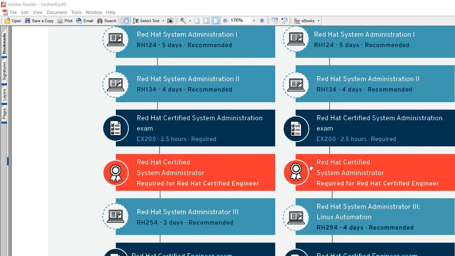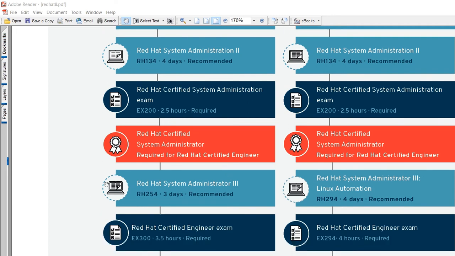But if we talk about the next level of certification, EX300, it is now replaced with EX294. So it will definitely take time. The final version will be updated by June of 2020. Here the exam duration is 3.5 hours, and here the exam duration is 4 hours.